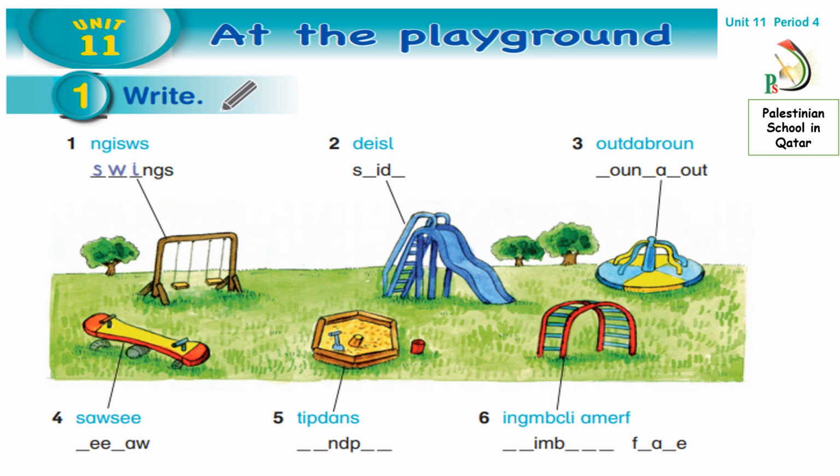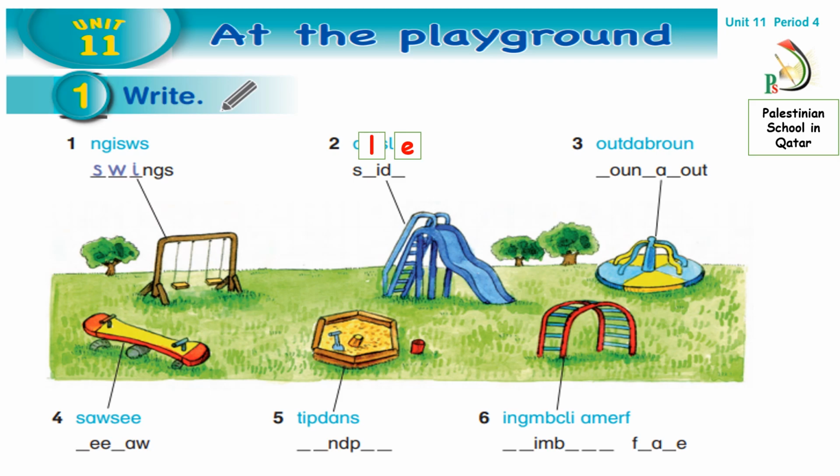Now look at picture number two, what is it? The slide, great. The slide. Can you write the missing letters? Yes. Let's write the missing letters together. How do you spell slide? S. Excellent. L. I. D. What is the last letter? E. Excellent. Slide. S-L-I-D-E. Let's move to the third equipment here.